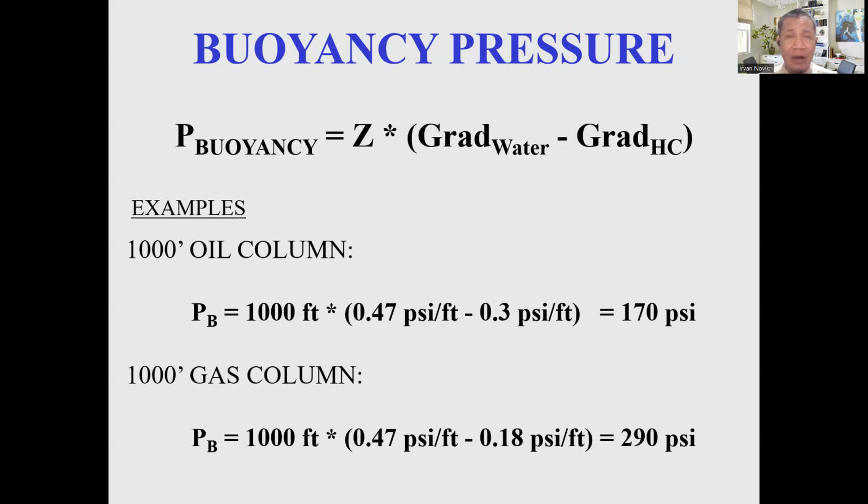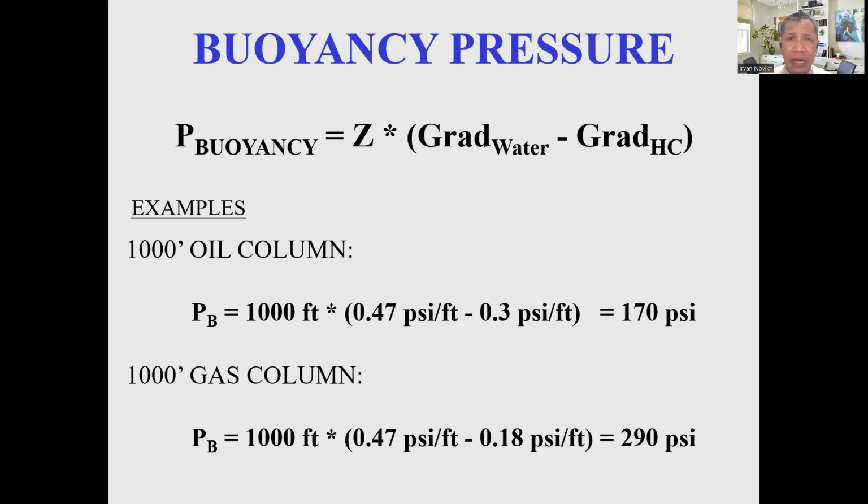For example, take a 1,000 foot column of oil, where the buoyancy pressure of this oil column is calculated by multiplying the column height, 1,000, by the pressure difference, 0.47 minus 0.3. So the value of the buoyant pressure is around 170 psi.